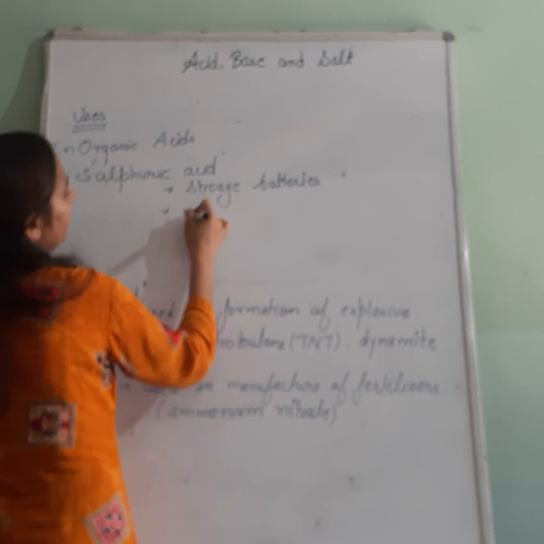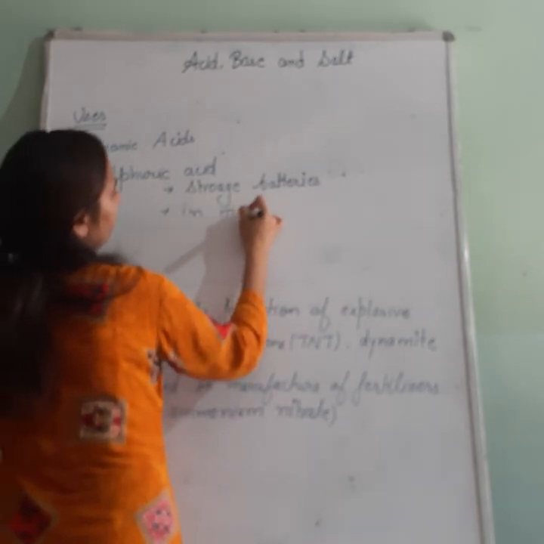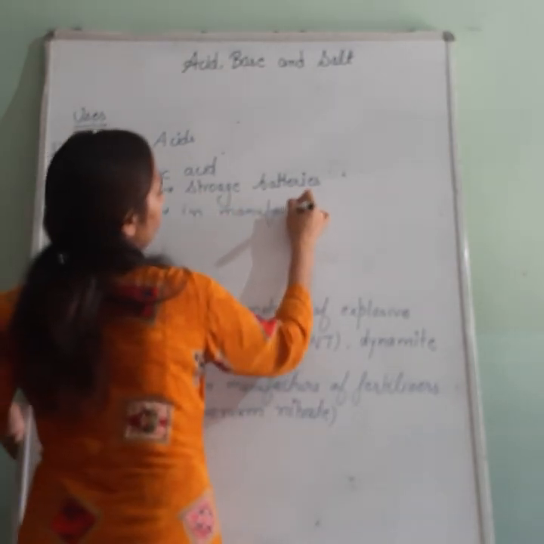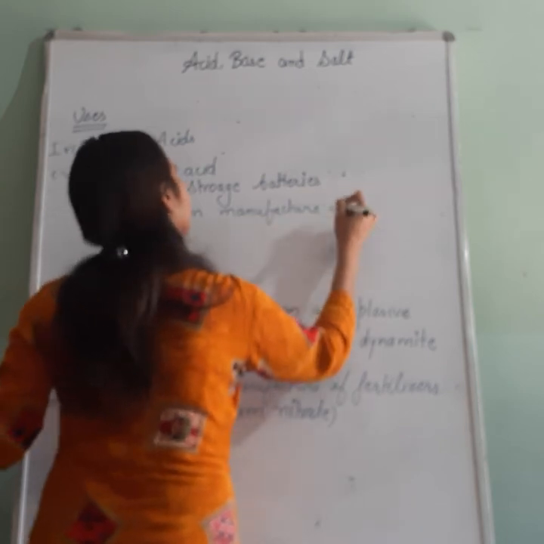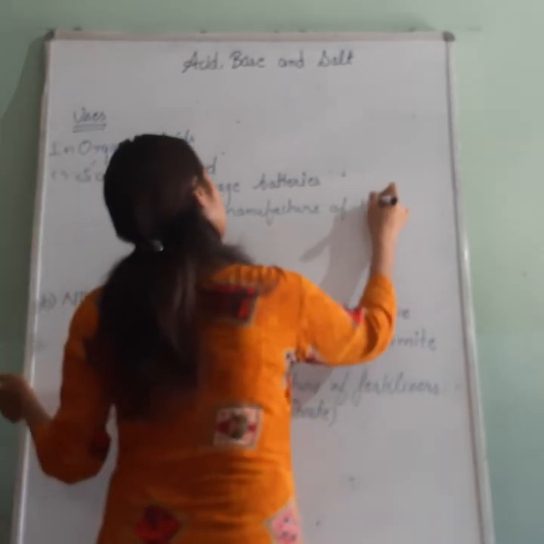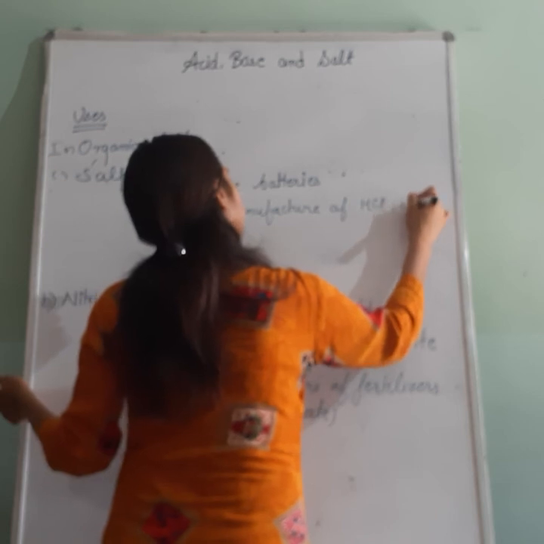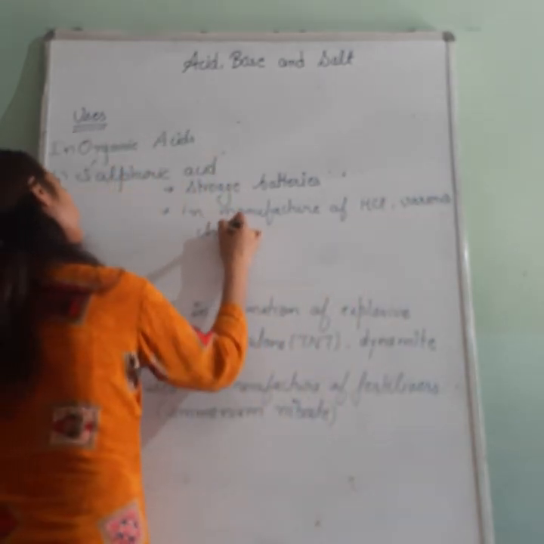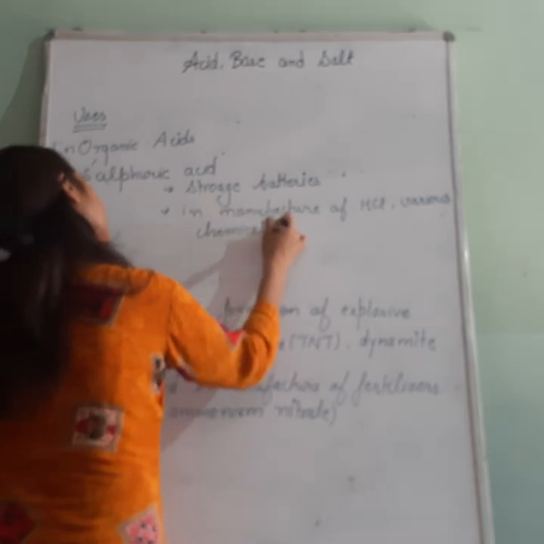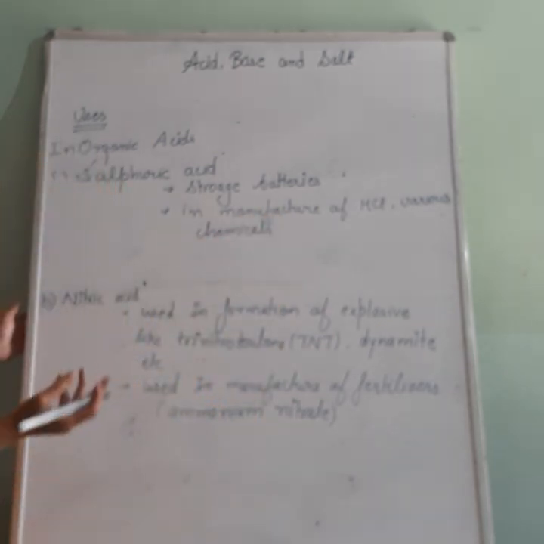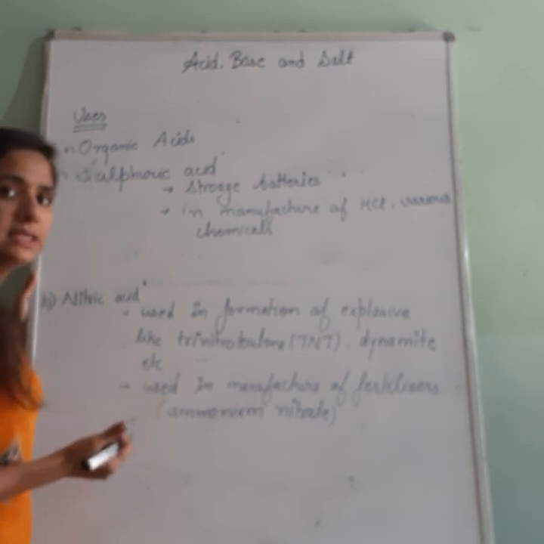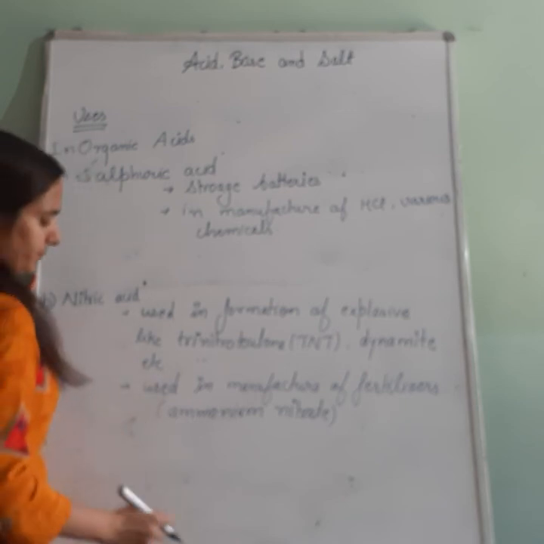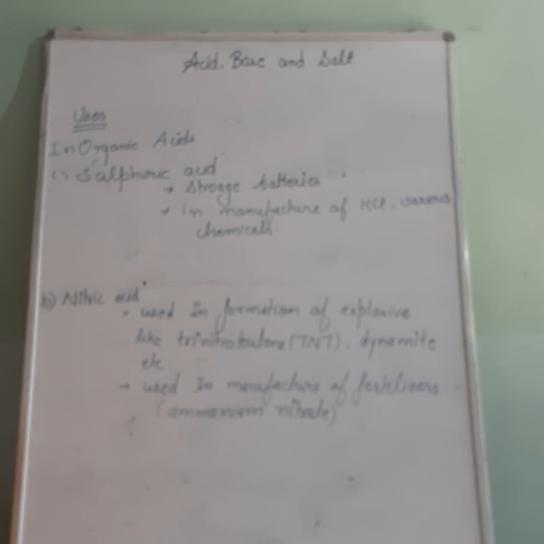Second one, in manufacture of HCl, various chemicals. Sulfuric acid is also known as king of chemicals and oil of vitriol. So sulfuric acid is used in storage batteries, in manufacture of HCl and various chemicals.